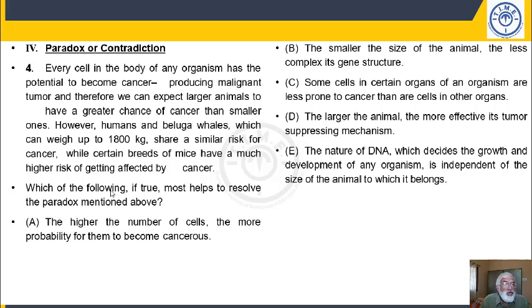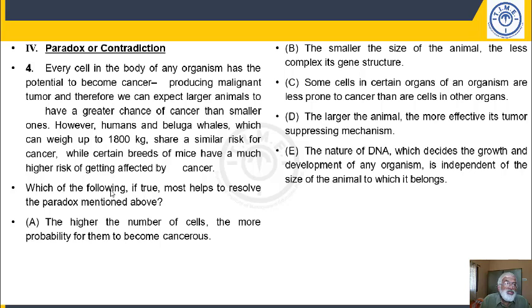However, humans and beluga whales, which can weigh up to 1800 kg and therefore have lots of cells, share a similar risk for cancer. So humans and beluga whales, the human is only this small and the beluga whale is that large, so therefore there must be a great amount of tissue and cell difference, but they have the same risk. While certain breeds of mice have a much higher risk, that means they have only those many cells, but they are still risky, which means there is something else that happens.